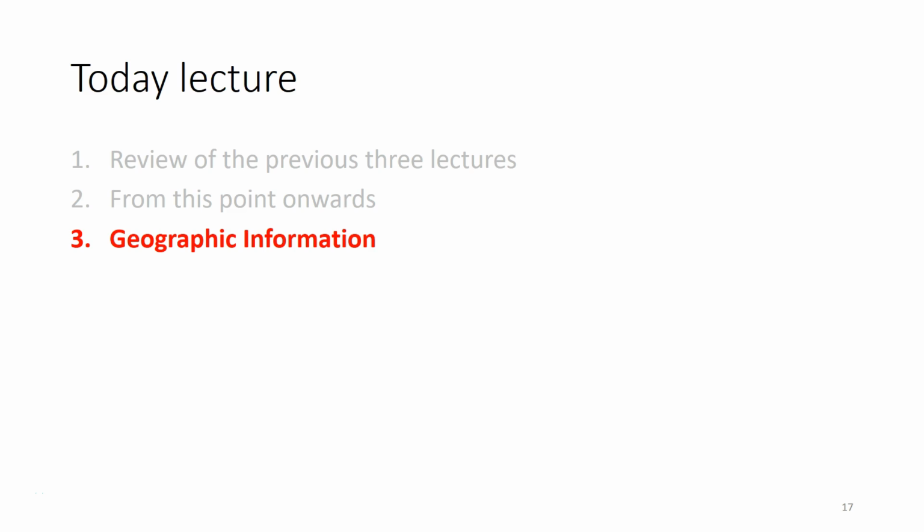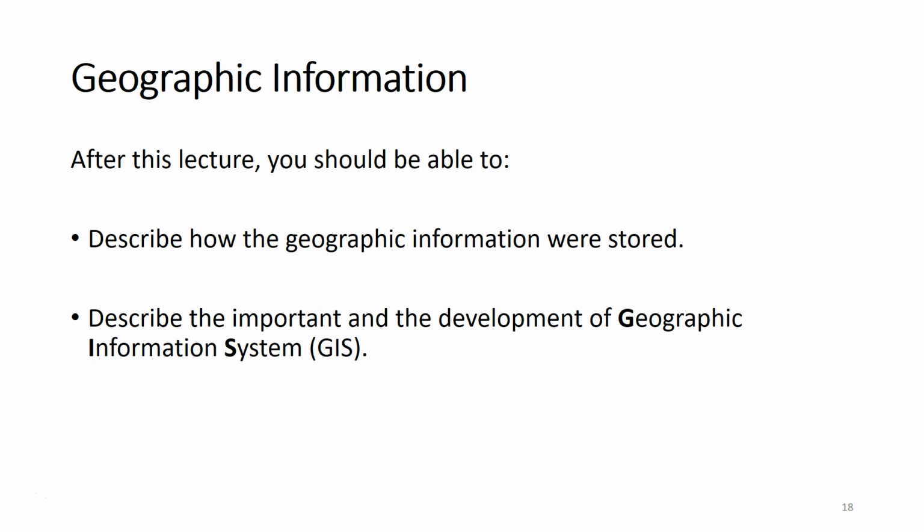First thing we need to discuss is the geographic information. So GIS is Geographic Information System. Before we talk about the system, you need to understand what geographic information is. There are a few things you have to know after this lecture or after you complete your assignment. First, you need to describe how geographic information is stored.